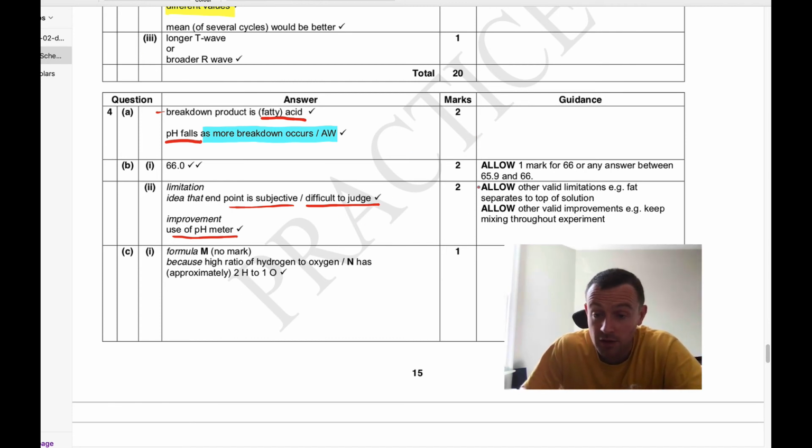It does allow some other things. You could have said fat separates to the top of the solution, and then to keep mixing throughout the experiment because the fat might separate off from the water.